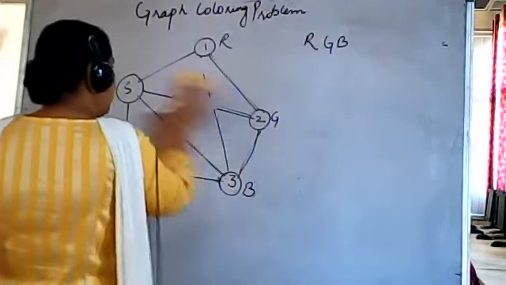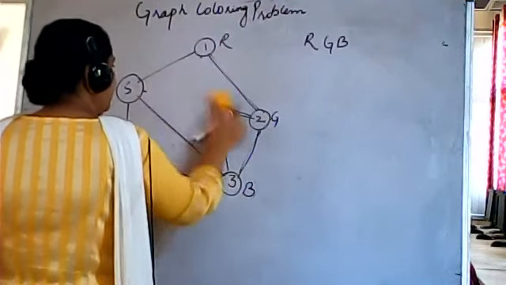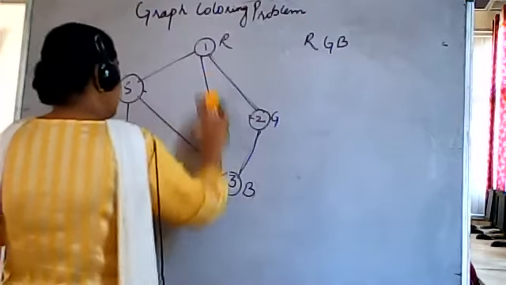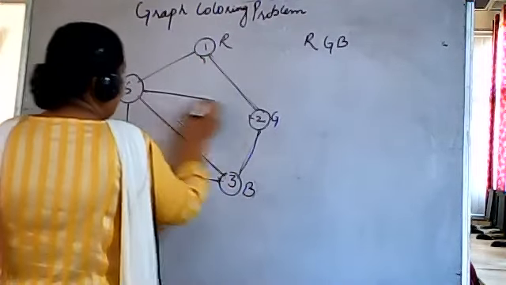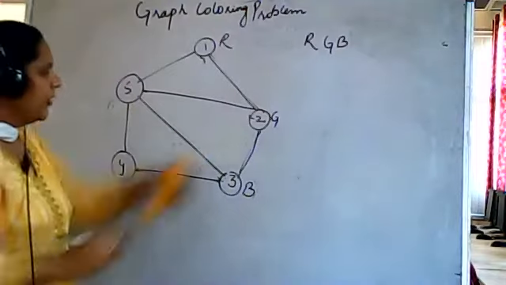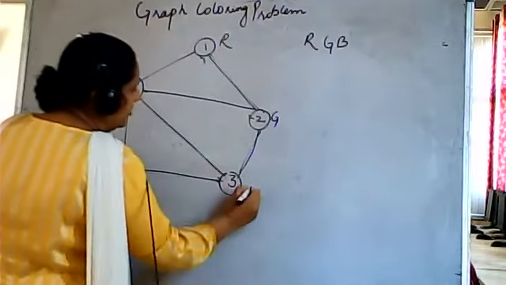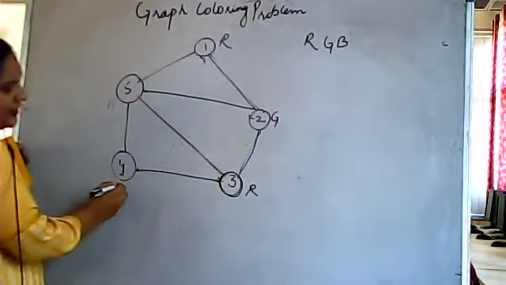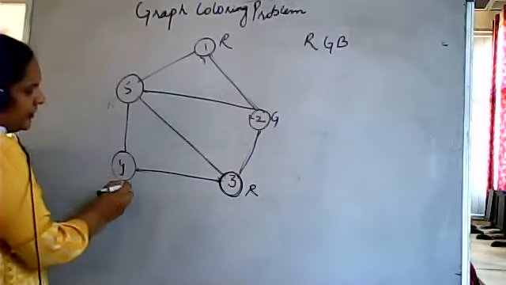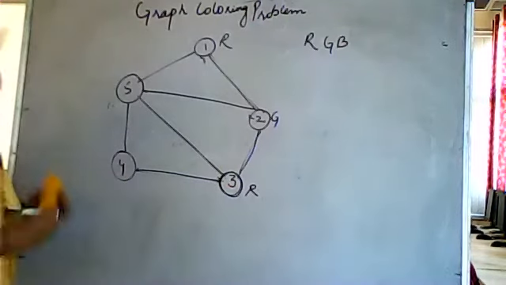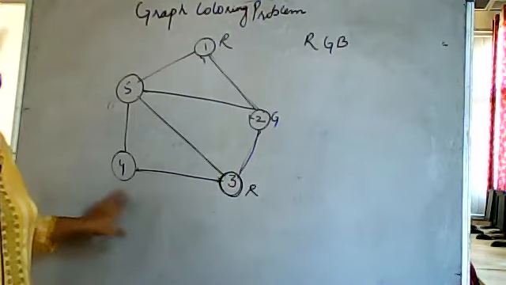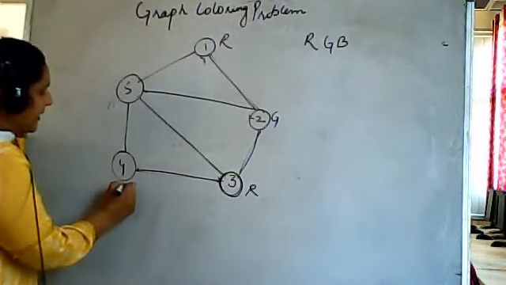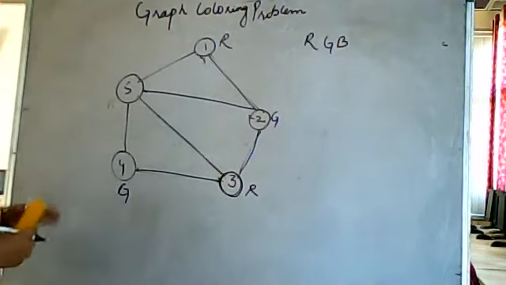See, if I remove this edge, oh sorry, this way. If I have removed this edge, now I can paint this with red color because there is no direct edge between 1 and 3. Now, with which color should I paint node 4? See, there is an edge between 3 and 4, so we cannot paint it red, but we can paint it with green because we don't have a direct edge between 2 and 4.